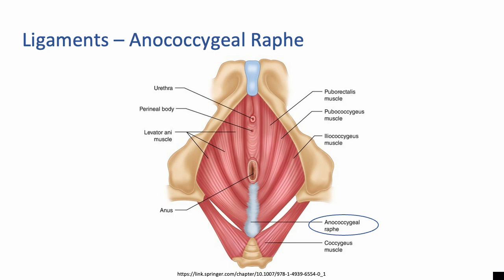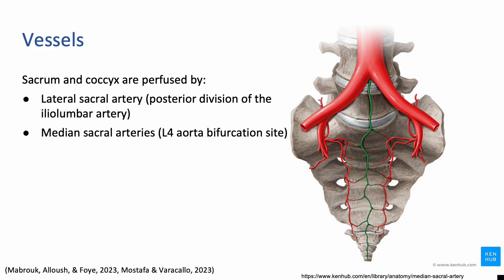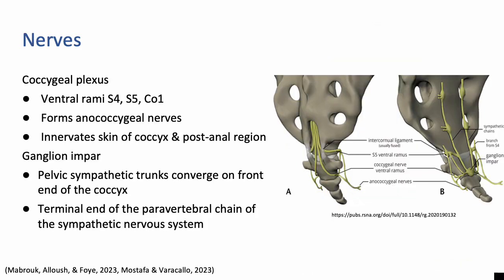And then here's the anal coccygeal raphe, that is providing that indirect attachment from the coccyx to the external anal sphincter in the anus. The sacrum and the coccyx are perfused by the lateral sacral arteries. They're shown in red, those two small arteries along the sacrum going all the way down to the coccyx, and they come from the posterior division of the iliolumbar artery. And then we also have the median sacral arteries, which come from the L4 aorta bifurcation site.